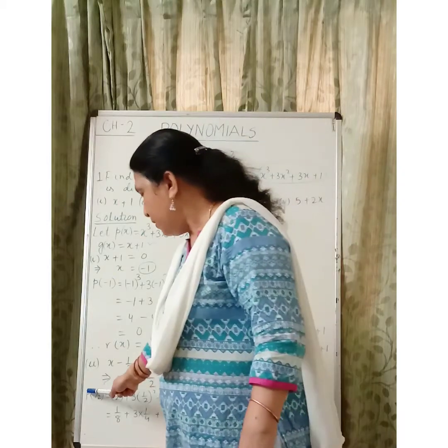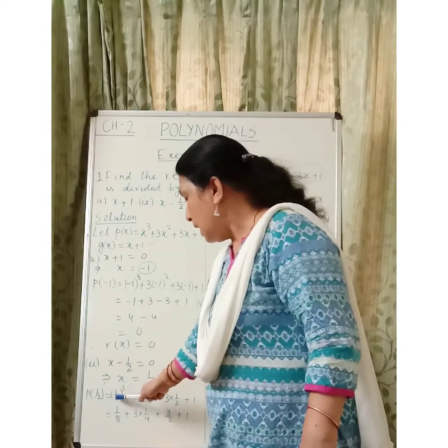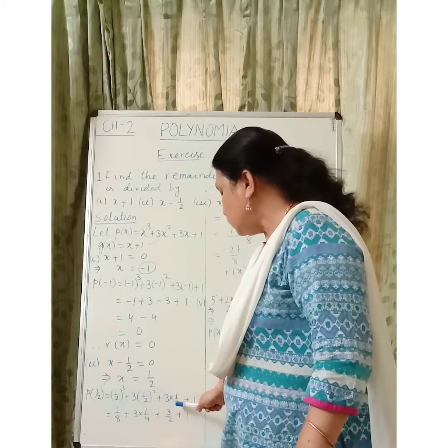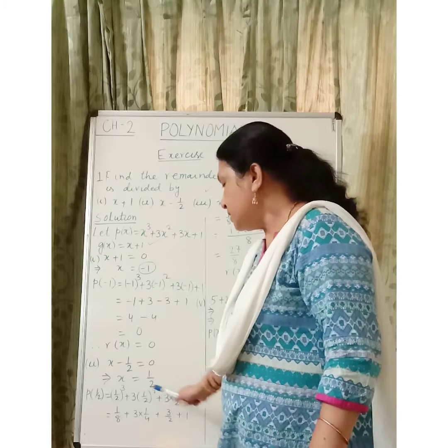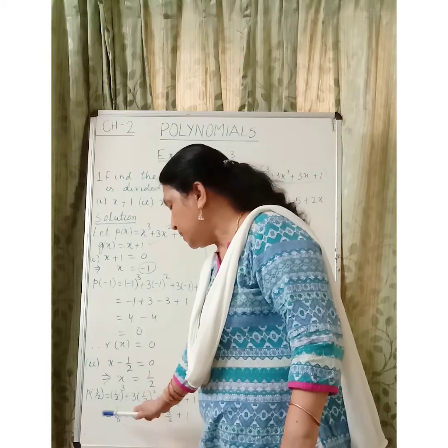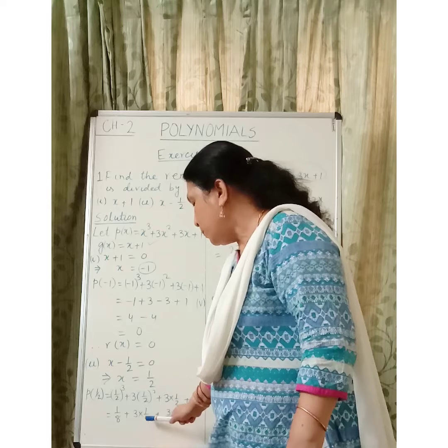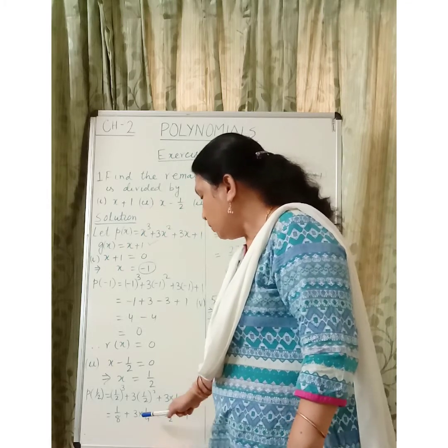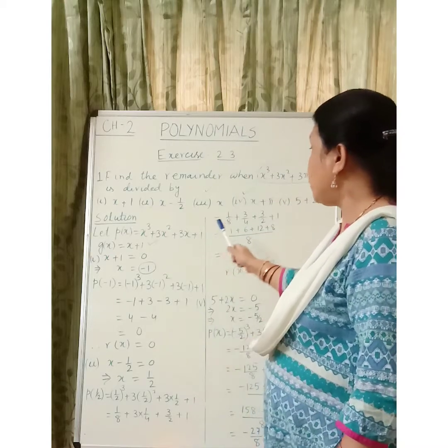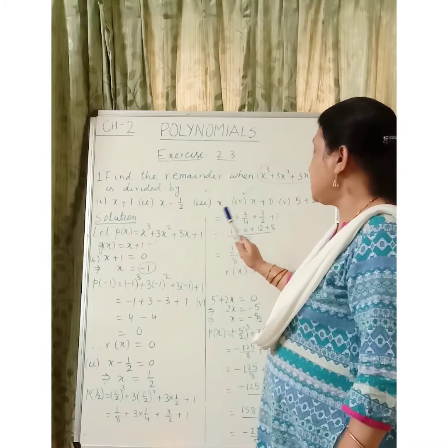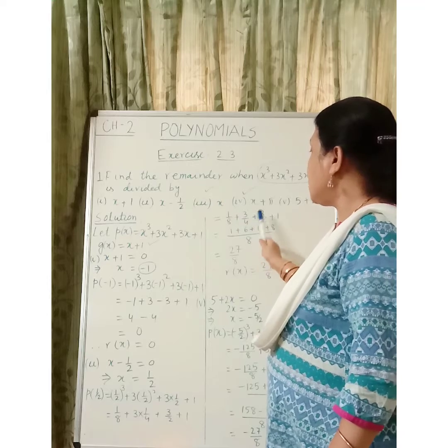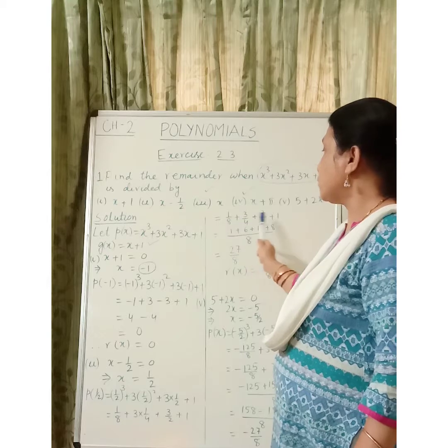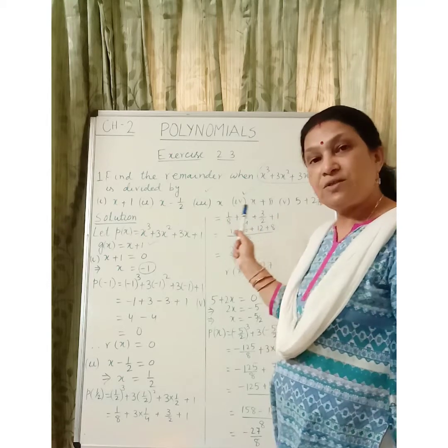So p of half is equal to half cube plus 3 into half square plus 3 into half plus 1, which is equal to 1 upon 8 plus 3 into 1 upon 4 plus 3 upon 2 plus 1. Now you can see, simplifying further, we have 1 upon 8 plus 3 upon 4 plus 3 upon 2 plus 1. So now 4 fractions are there.